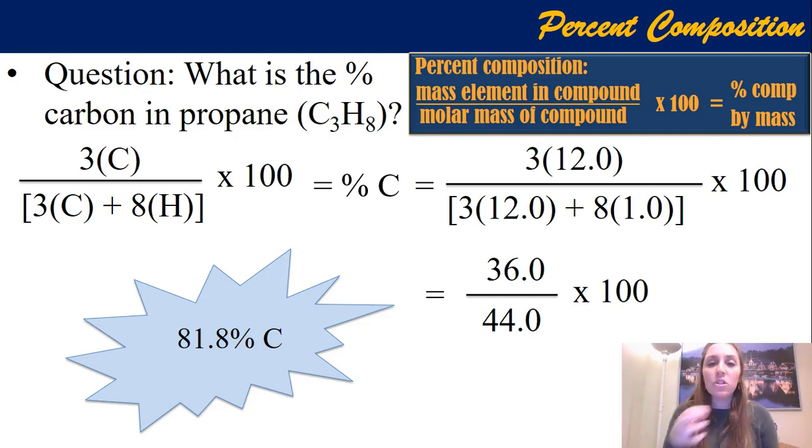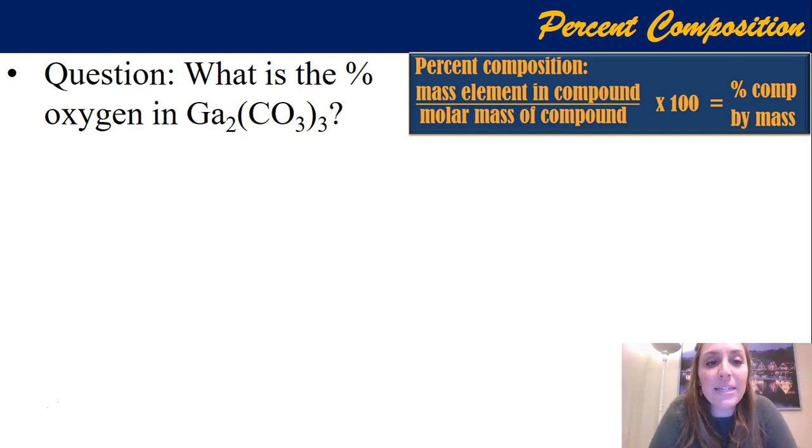That means in any sample of propane, forever and always, 81.8% of it is always going to be carbon. And then we can do like we did before, like if you have a sample of 352 grams of propane, how much of it is carbon? And you say, okay, 81.8 divided by 100 times, I think I said 351 grams, I don't remember, whatever it is of your sample size. So now you can use those equations from before. All right, we're going to do one more example.